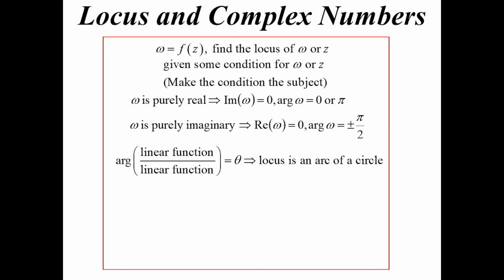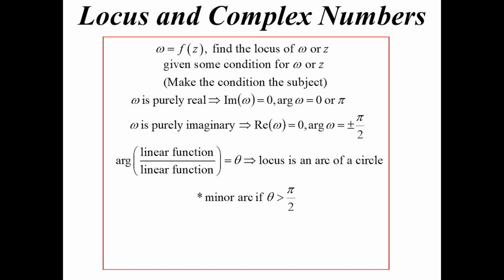This one here, that's the simplest way I can sort of write it, I guess. Argument of, and then in there you have a linear function on a linear function. So I don't know, z plus 2 on z plus 3 or something like that is equal to some angle. That locus will turn out to be an arc of a circle. That's a common sort of one we see. So I point that one out. So if you see that, we can recognise it straight away. Oh yeah, okay, that's going to be an arc of a circle.